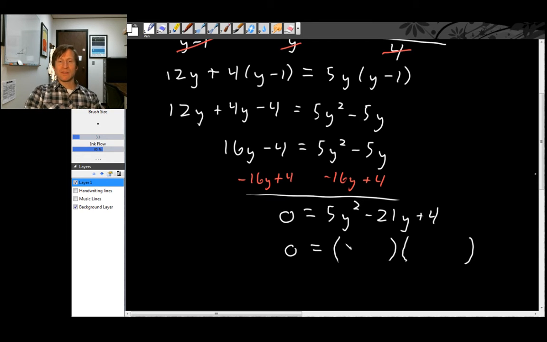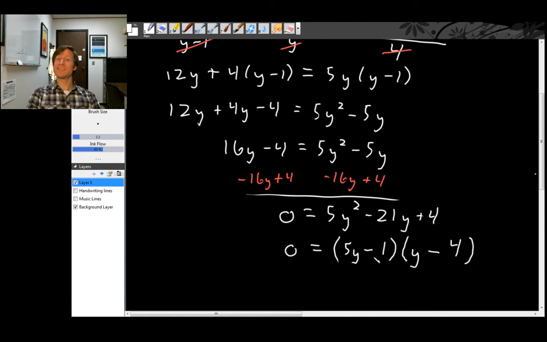So we need a 5y squared, so we'd better have 5y and y. Also, we need the product of the two constant parts to be positive, but to get some negatives, we must have negative, negative. All right, now we need to pick factors of 4 for these two blank spots, and somehow end up with the middle term being negative 21. To get something this big, we probably want to multiply the 5 by the 4, so that means we should have the 4 over here and a 1 right here.